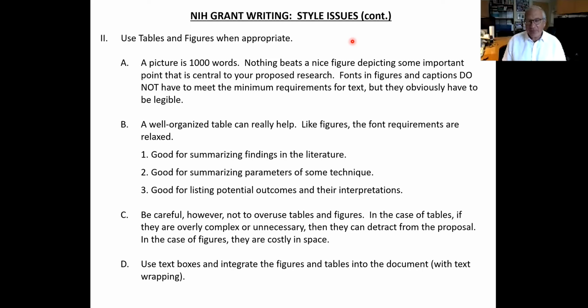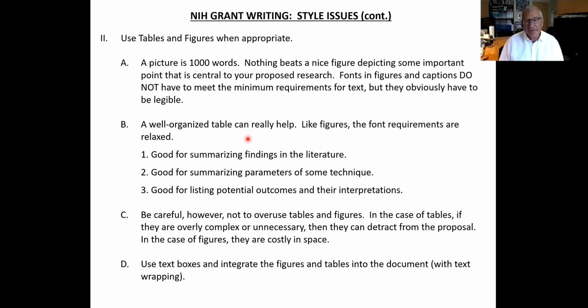The other nice thing about figures and tables is that the font requirements for figures and captions do not have to meet the minimum requirements as they do for the text. I believe it's 11 point for the text, but they can be smaller for captions and tables as well. But don't exploit that. Even though reviewers get PDFs of these and they can enlarge them, you don't want to annoy reviewers and make it too difficult.